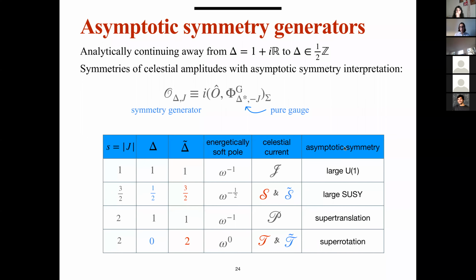So I've listed here all the possible cases where these wave functions become pure gauge and give rise to an asymptotic symmetry generator. For example, I mentioned before, supertranslations give rise to a supertranslation current, and superrotations give rise to a stress tensor. Then a question came up about what happens when we have diffs too. There we have the shadow stress tensor, which is also a symmetry generator in this new basis. So for any energetically soft pole, we now have a value of delta that gives us a conformally soft pole in the corresponding celestial amplitude. And so we can understand four-dimensional asymptotic symmetries from a basis of two-dimensional currents.